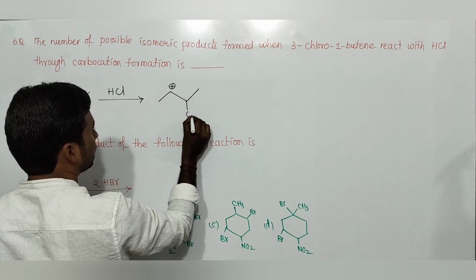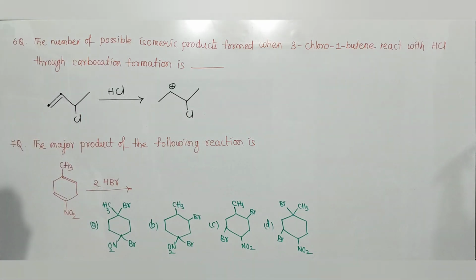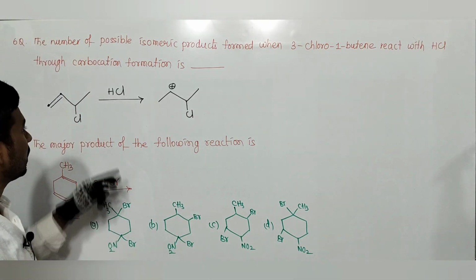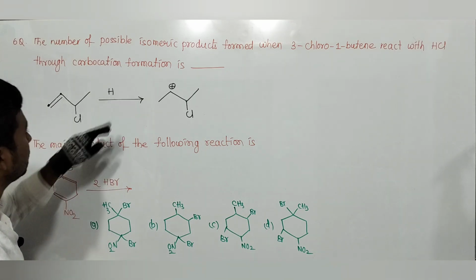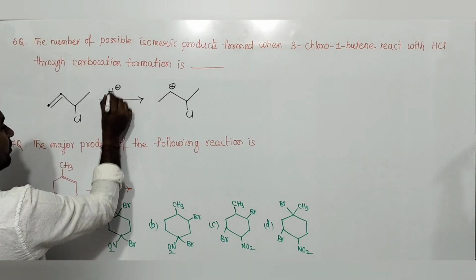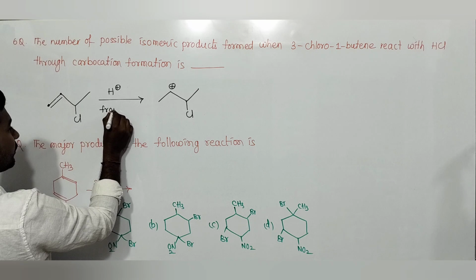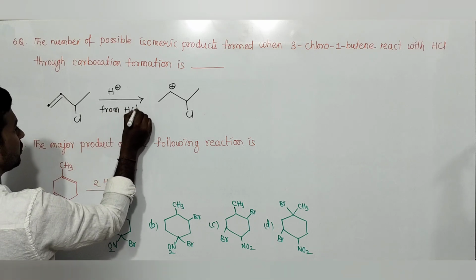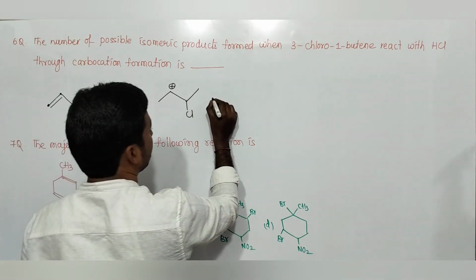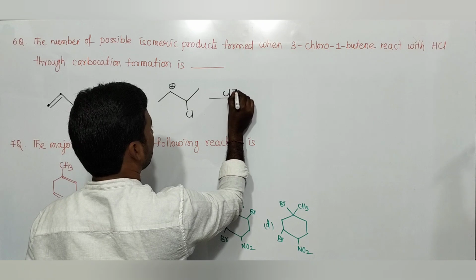Okay, here what is present? Chlorine. This is carbocation formation. Next, addition of what? After addition of H plus, from what? From HCl. H plus from HCl. Next what? Cl minus. Addition of Cl minus.